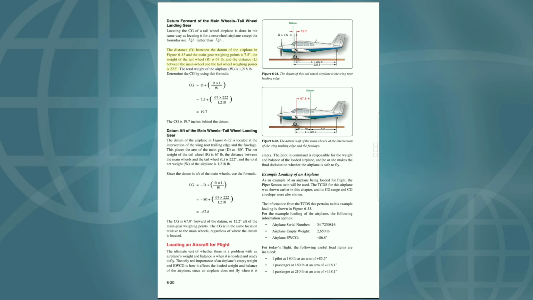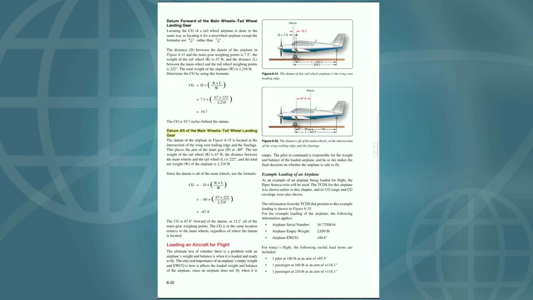The weight of the tail wheel, R, is 67 pounds. And the distance, L, between the main wheel and the tail wheel weighing points is 222. The total weight of the airplane, W, is 1,218 pounds. Determine the CG by using this formula. CG equals R times L divided by W, plus D. 67 times 222 divided by 1,218, plus 7.5, equals 19.7. The CG is 19.7 inches behind the datum.